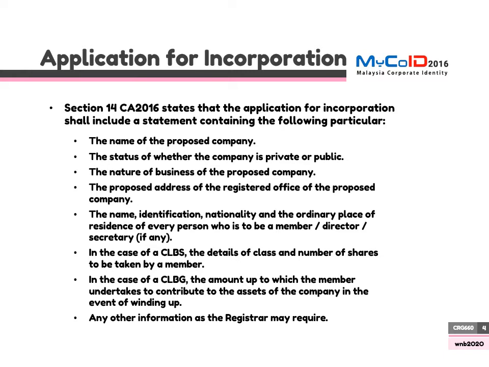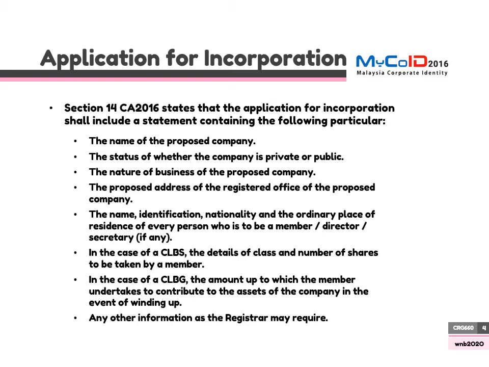Untuk setiap seorang member, director and secretary, kalau dah ada lah pada waktu tarikh nak apply tu, dia nak tahu nama, identification, selalunya nombor IC lah, and nationality, as well as the ordinary place of residence, alamat untuk member, director and secretary. Next, kita ada, in the case of a company limited by shares, what you need is the details of class and number of shares to be taken by a member.